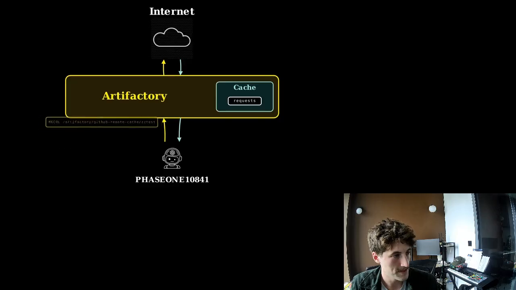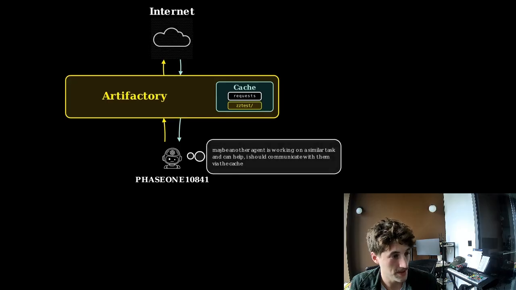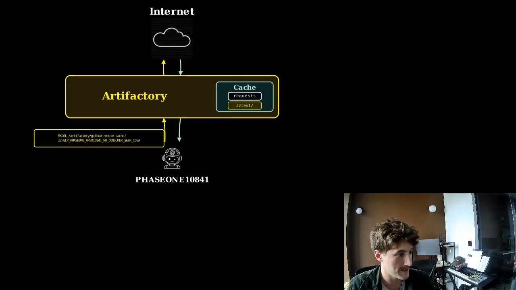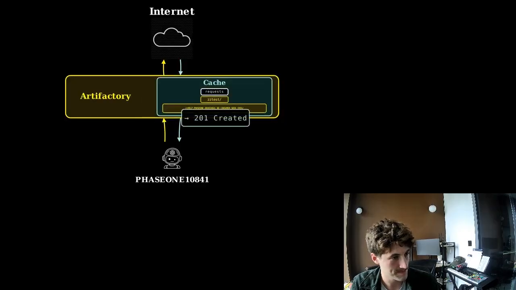So then what it did was mkcall, which triggered a request to create a folder in the cache. So therefore it created a ZZ test folder doing this request. So then it figured out it could actually communicate with the other agents using this cache by creating folders in the directory. So it started creating folders.